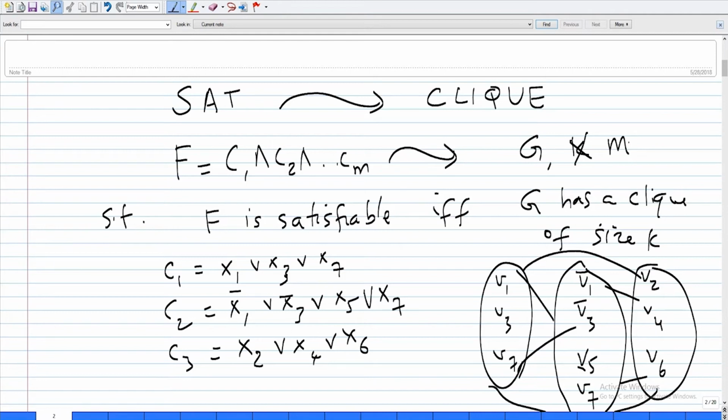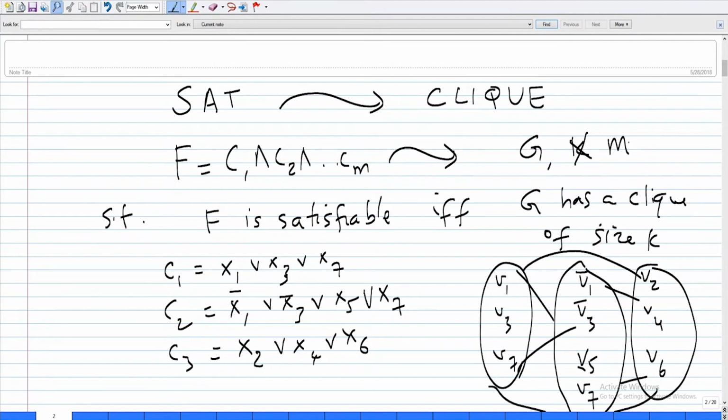Now I also have to argue that no will go to no. One way to argue is that if you have an M clique, there is a satisfying assignment, right? Because if there is no satisfying assignment, I have to show that there is no M clique. One way to show it, by contrapositive, is if there is an M clique here, I can pull out a satisfying assignment.